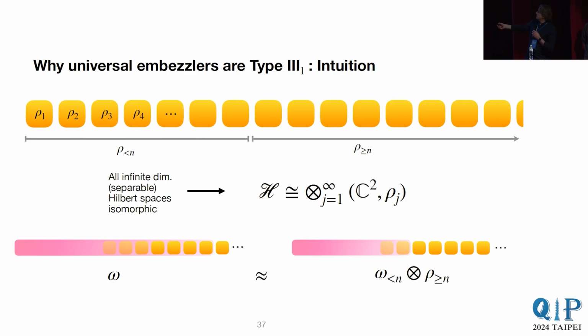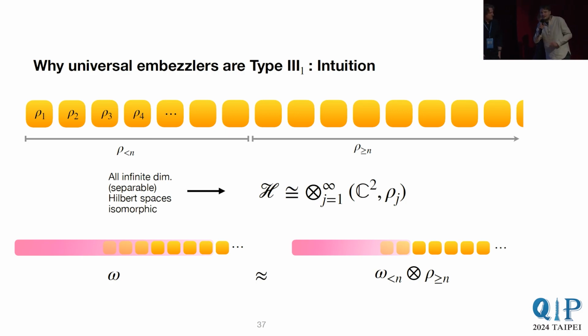But then you can also take a family of states that gives you the type 3 lambda factor. You build a tensor product out of them, and then you could take the embezzling state on the type 3 lambda factor, which also exists, and embezzle that from the type 3.1 factor, because the tensor product of type 3.1 and type 3 lambda is again the same type 3.1 you started from. So actually that is possible in that case.